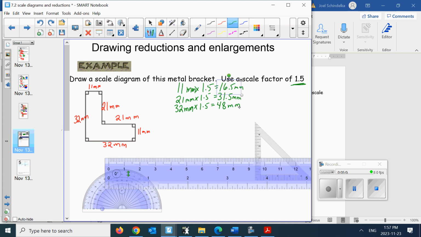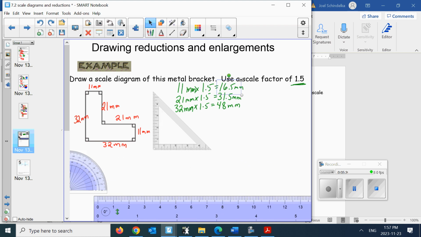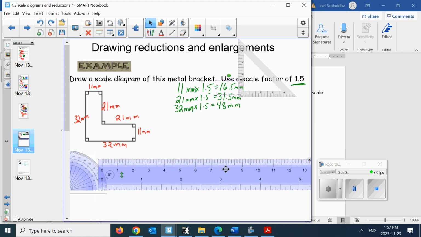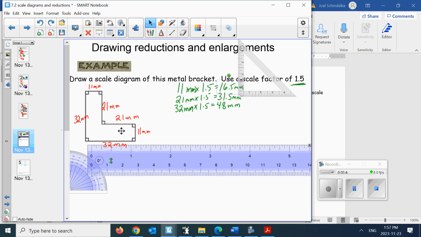All right. Now, I told you guys you're better off, instead of using a protractor for this, since it's all 90 degrees, if you're using a ruler like this, these already have the 90 degrees measured, right? It makes it easier than just using a protractor. If it's 90 degrees, that's easy, right?